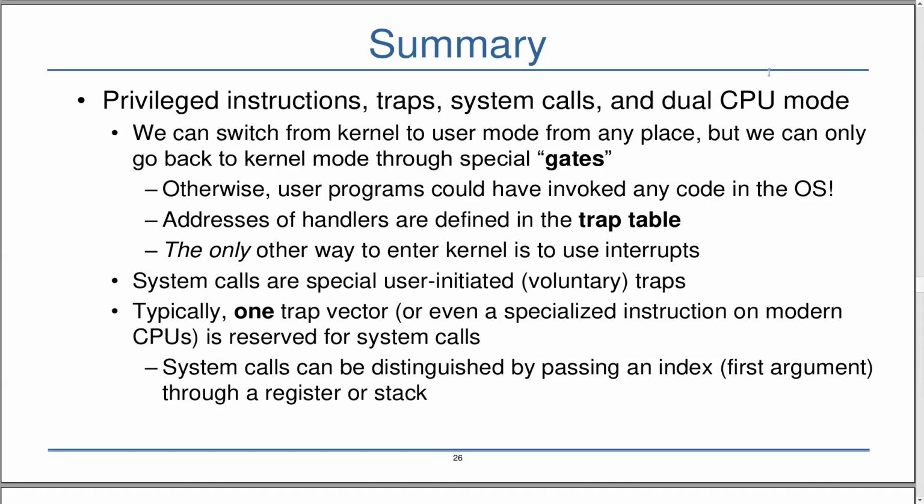So addresses of handlers are defined in the trap table. The only other way to enter the kernel is to use interrupts. I will mention that later, right? But that's not an alternative way to do that. So system calls, which are a special case of traps, and interrupts. So traps and interrupts, those are the two ways that we can enter the OS.